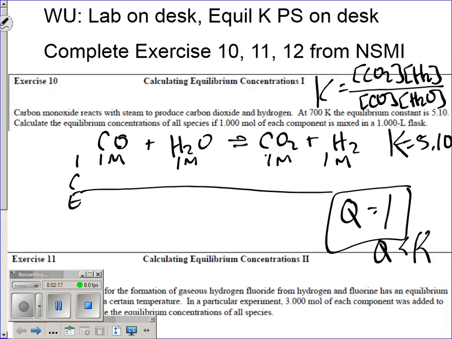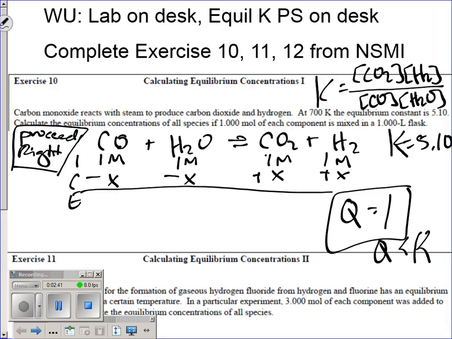So which way is this proceeding? Right. Proceeding towards the right, towards the product. So I'm making products and I'm subtracting reactants. True? Yes? Okay, so I'm going to say proceeds right, so that we all remember that, okay? And subtracting what from the reactants? X, and adding X and X. So it just happens to be a 1 to 1 to 1 to 1 ratio. And then we have 1 minus X, 1 minus X, 1 plus X, and 1 plus X.